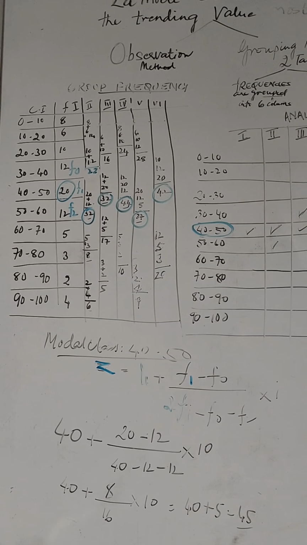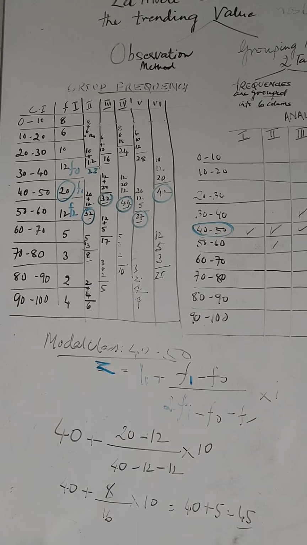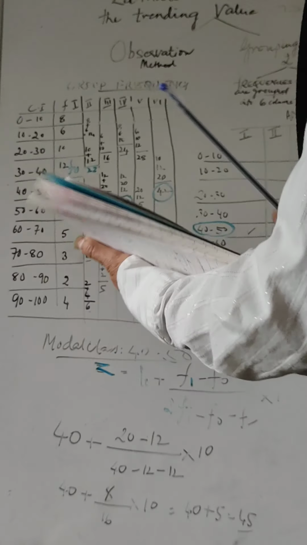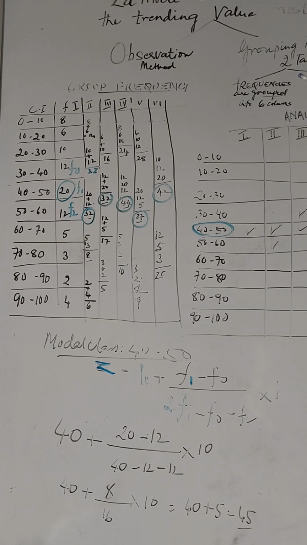There are two tables in this. One is the frequencies are grouped. Now we group the frequencies into how much? We have them into, okay, 6 columns. Alright, and then we are going to analyze in each column which is the highest frequency against which class interval, and that's how we get it.